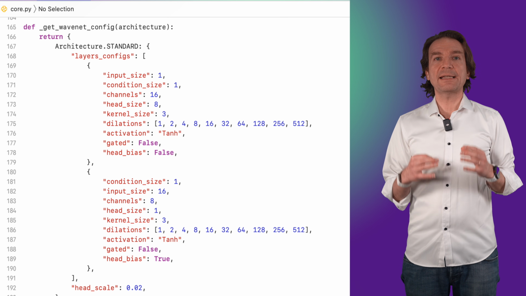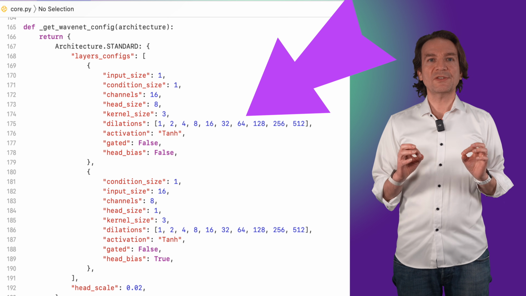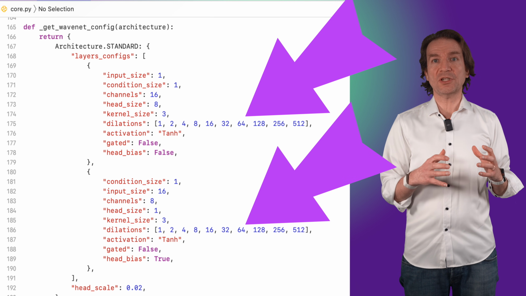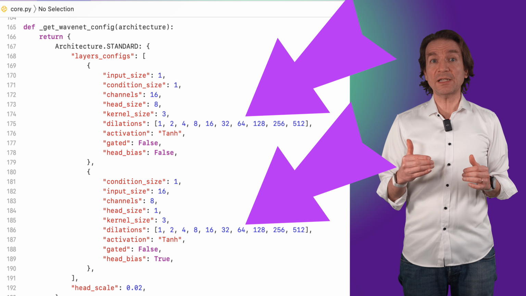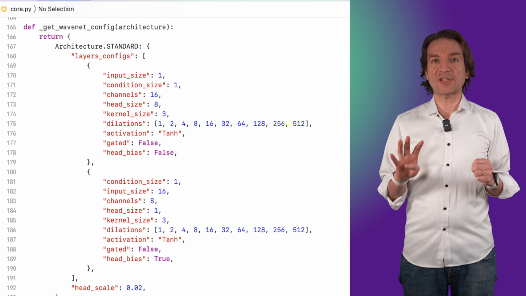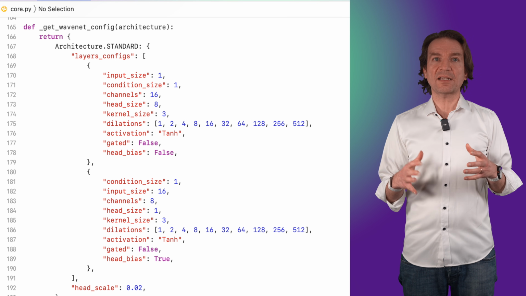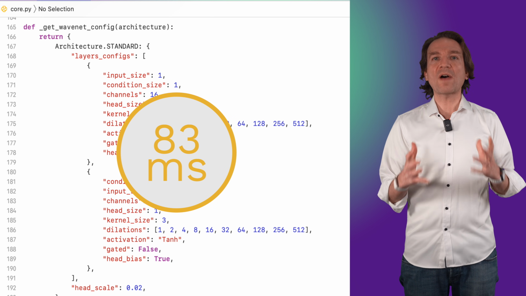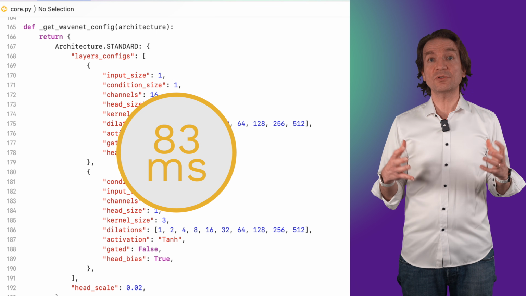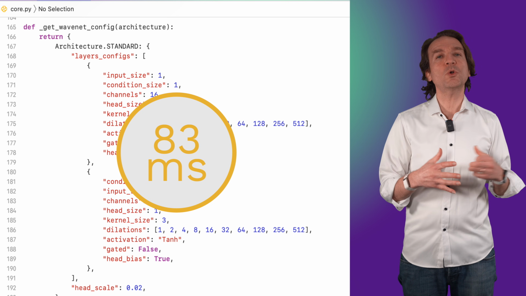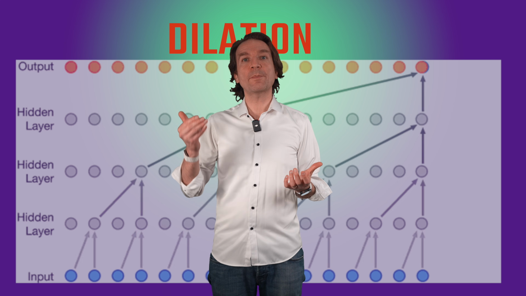The standard NAM architecture uses 2 stacks of 10 convolution layers each. If I'm not wrong, this gives the network a receptive field of over 4,000 samples. At 48 kHz, that's roughly 83 milliseconds of audio history. If I'm not wrong, please let me know in the comment section. And this is enough to capture the complex time-dependent behavior of tube amplifiers. So now we know the network's temporal structure: 2 stacks by 10 layers, with dilation controlling how far back it can see.